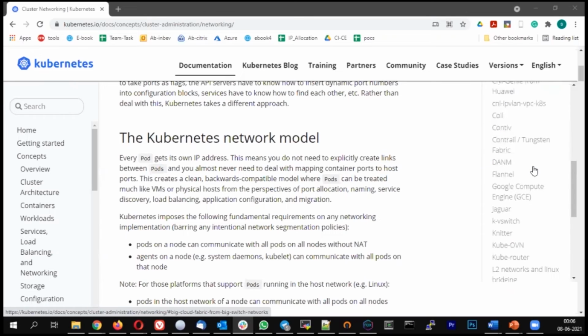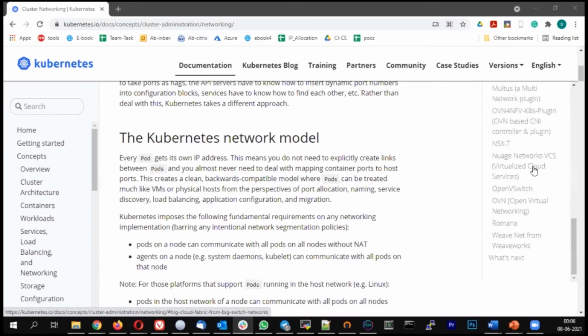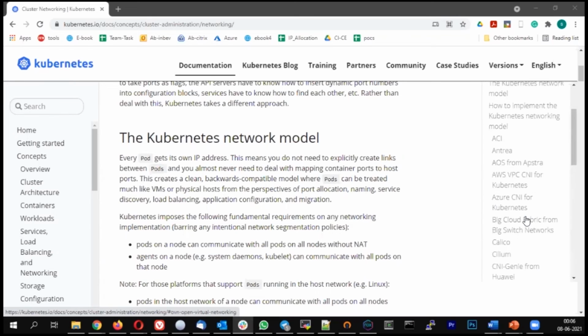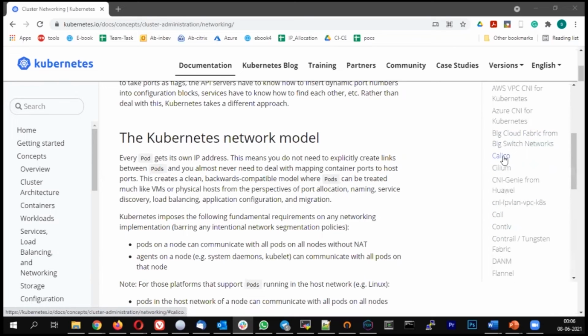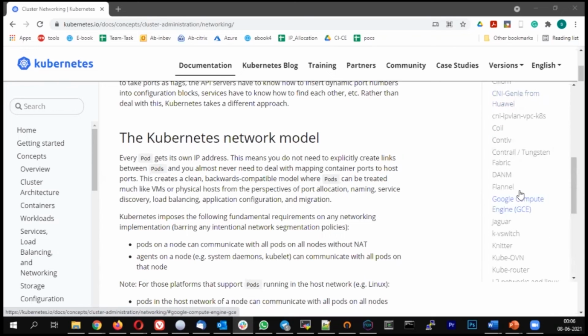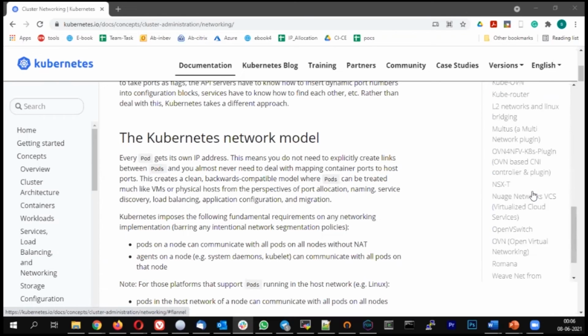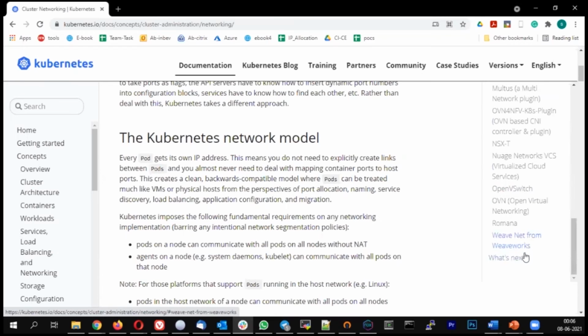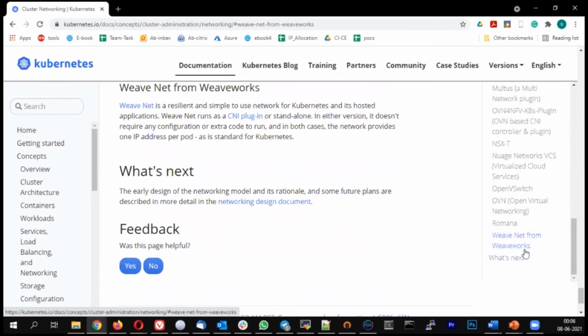Okay. And in general, there are very commonly used network providers like Calico, and there is something called Flannel, and Weave. These are very well used in a normal application deployment scenario. So these are the very widely used network providers. Based on your requirement, you have to choose which network provider is better for you.